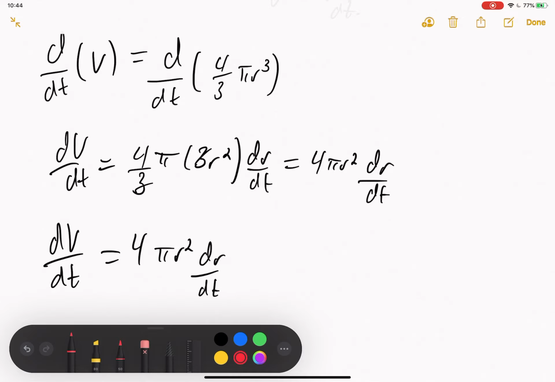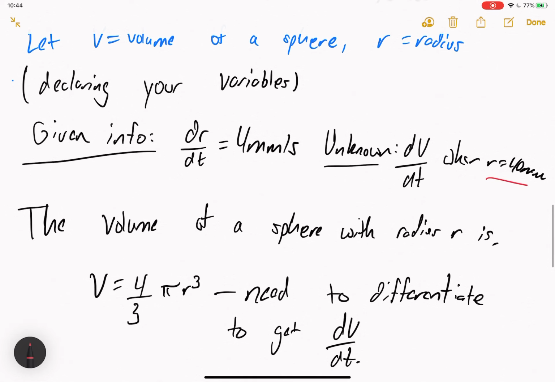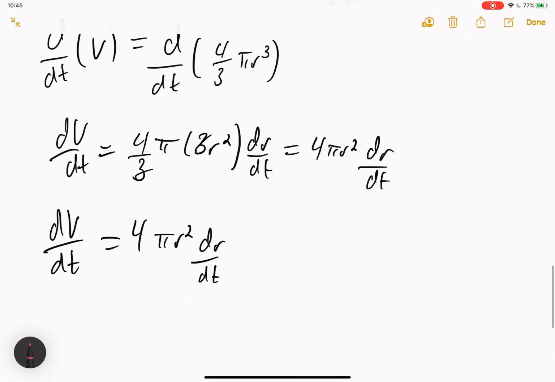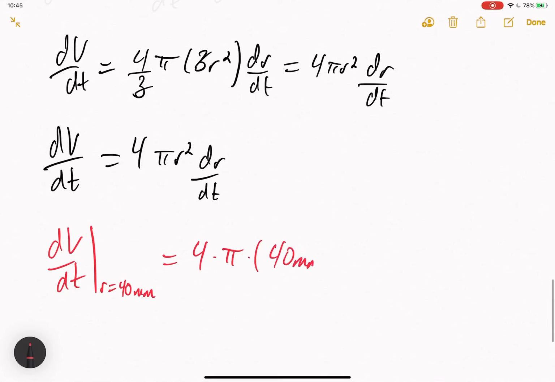So how can we relate this back to what we want now? dV/dt. So we have the radius is equal to 40 millimeters, and dr/dt is equal to 4 millimeters per second. So dV/dt, whenever r is equal to 40, is going to be equal to 4 times pi times 40 millimeters squared. You don't really have to write the units, I'm just going to write the units to be a bit clear. Times dr/dt, which was 4 millimeters per second.